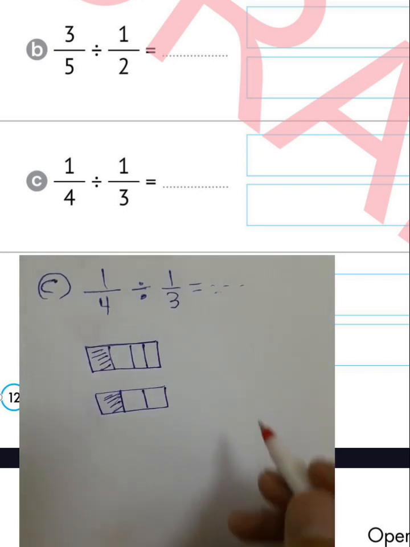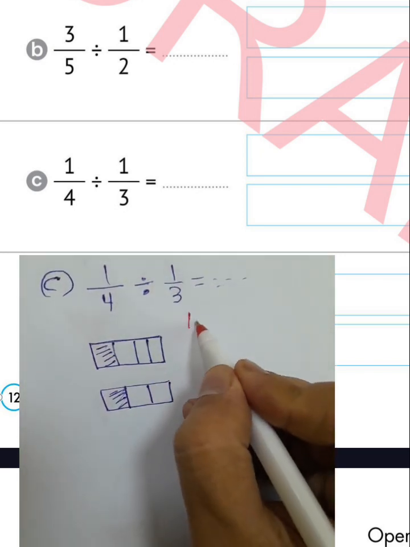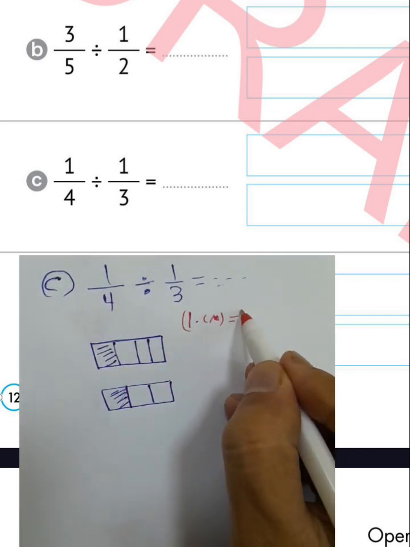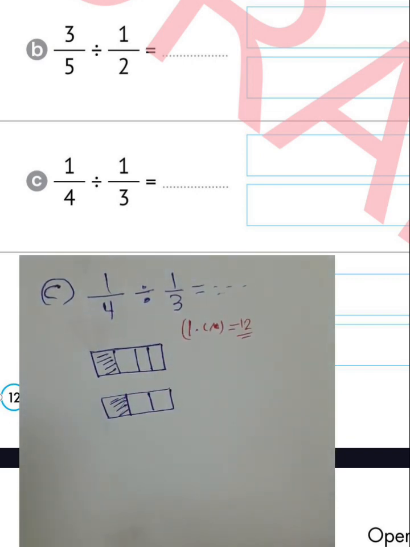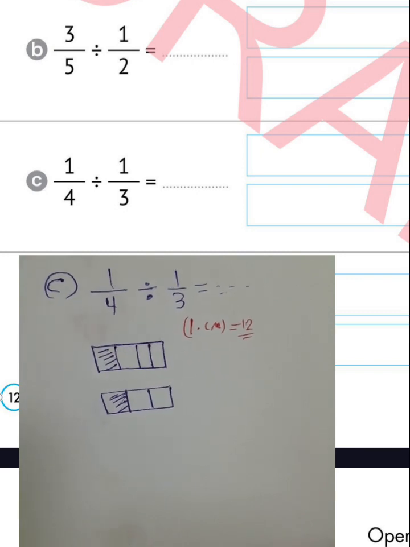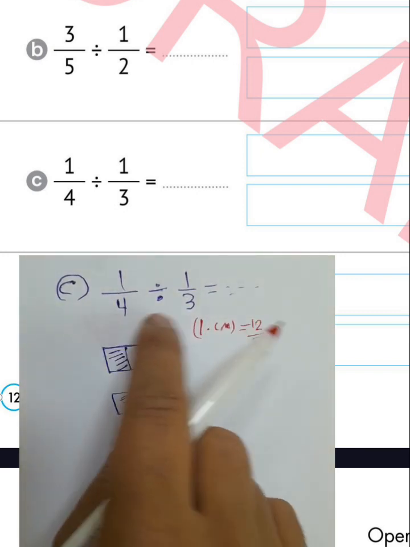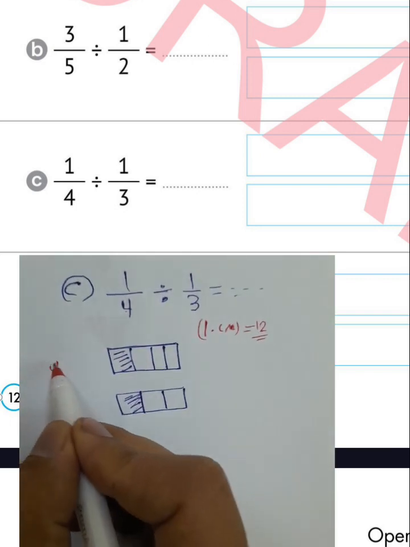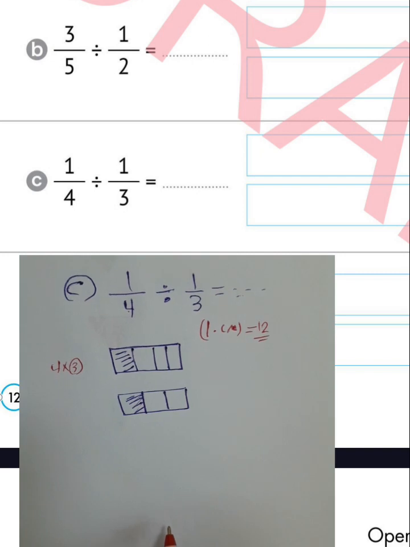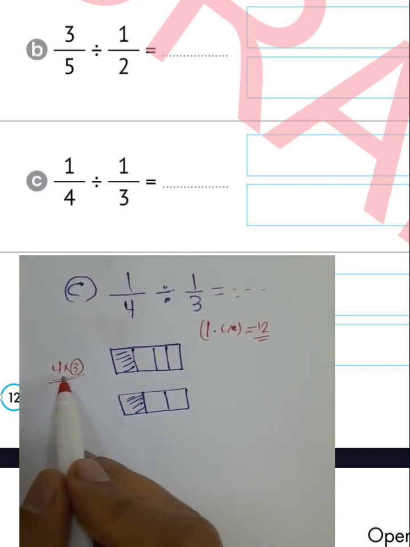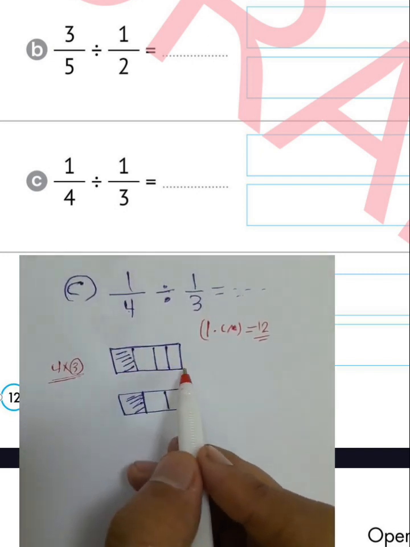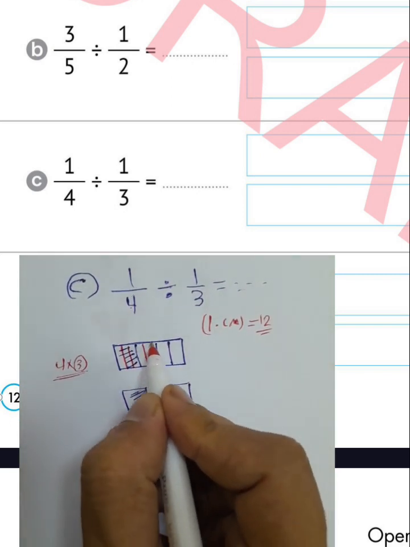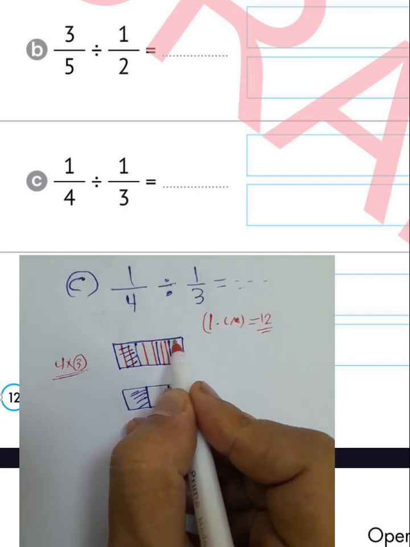Then 3 times 4 equals 12. The least common multiple between the two denominators, here 3 and 4, we know it will be 12. Okay, you must know the least common multiple between the two denominators, and then ask yourself: 4 times what equals 12? 4 times 3 equals 12. Okay, so you must divide each part into three parts. 1, 2, 3.